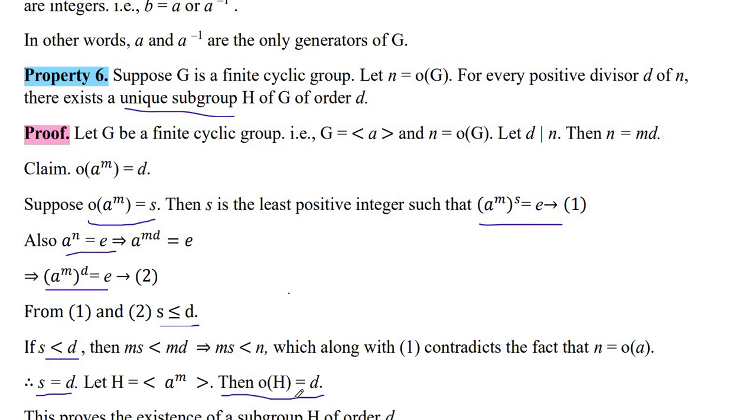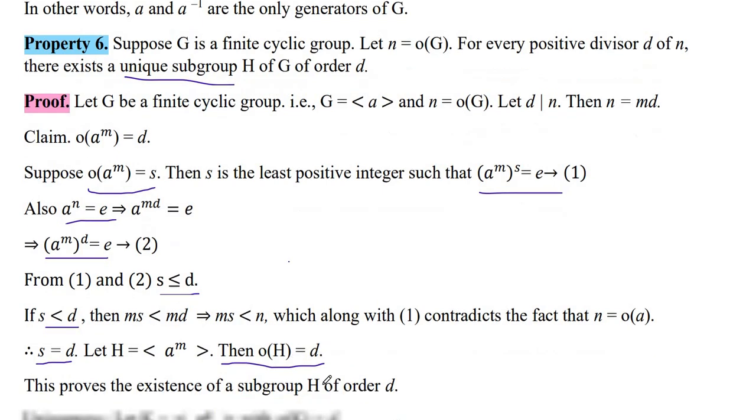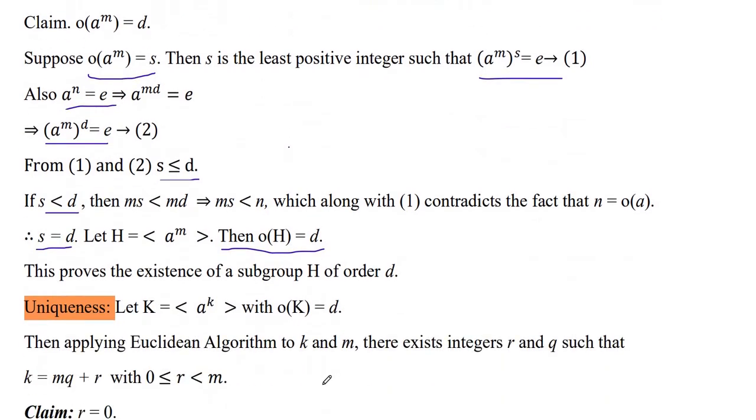So we have got a subgroup in G whose order is d. So now, this proves the existence. Now we have to show the uniqueness part.